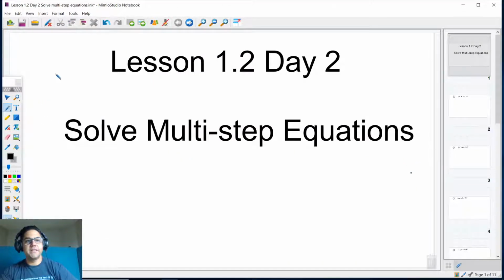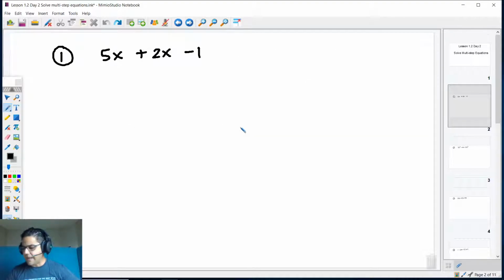All right, ladies and gentlemen, today we are looking at lesson 1.2, day 2, solve multi-step equations. And before we get to the actual solving part, I want to remind you how to do some of those multi-steps at the very beginning. And essentially, it's kind of like this, combining like terms.